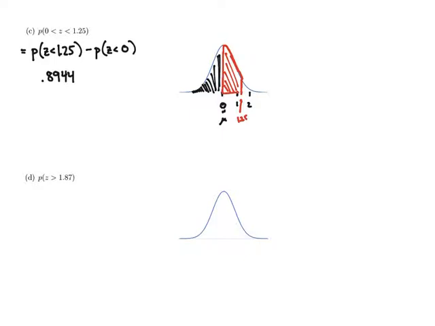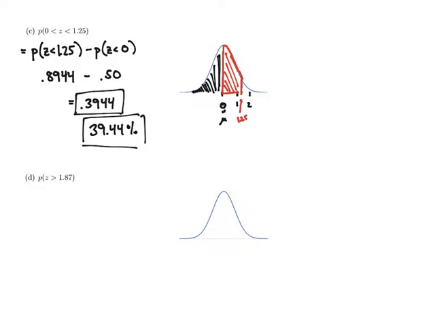We can look up z less than 0 on the z-score table, but it's a special value. We should know that's 50%. So total, this is going to give us 0.3944 or 39.44%. So you have to do a little bit of calculation to get this special probability. We have to subtract off something.